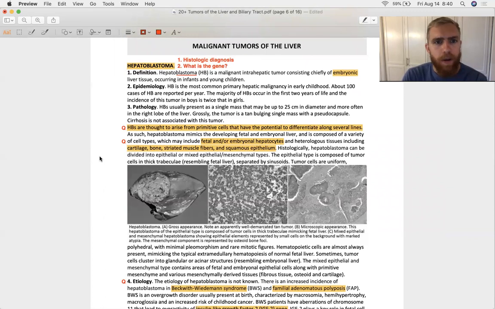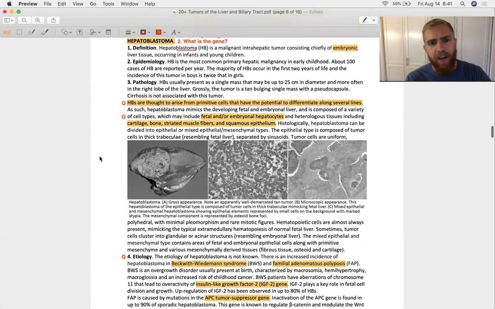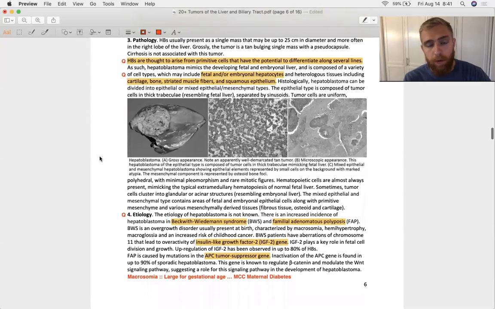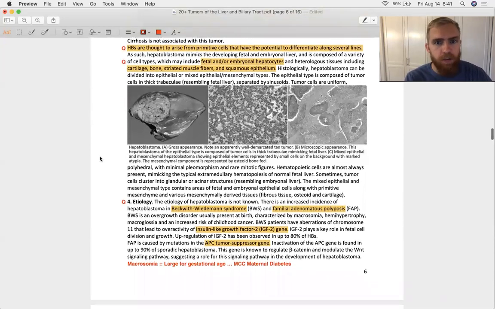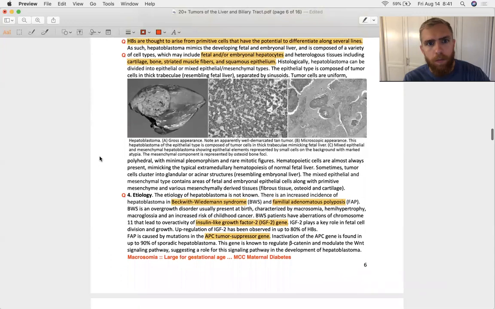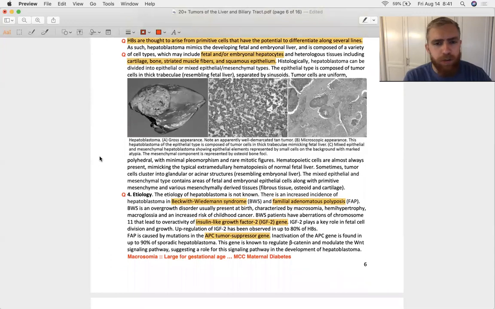Now let's talk about hepatoblastoma. So anytime you see blastoma, you're thinking a stem cell or an embryonic type of cancer arising in childhood. So they could ask you what type of cell does it come from, and it's going to come from a pluripotent stem cell. You might also just get asked straight up about the histology of the tumor. And so you want to know that there's going to be fetal or embryonal hepatocytes within a hepatoblastoma.